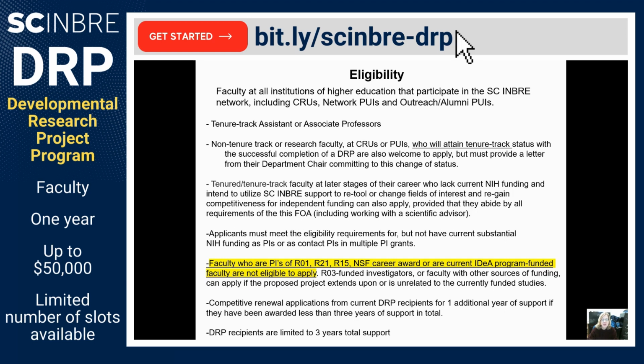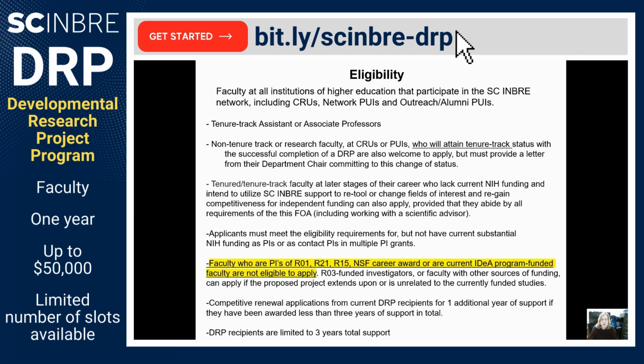For more senior faculty that are tenure track or tenured, it's important that their project be focused on something new that will increase their competitiveness for independent extramural funding.